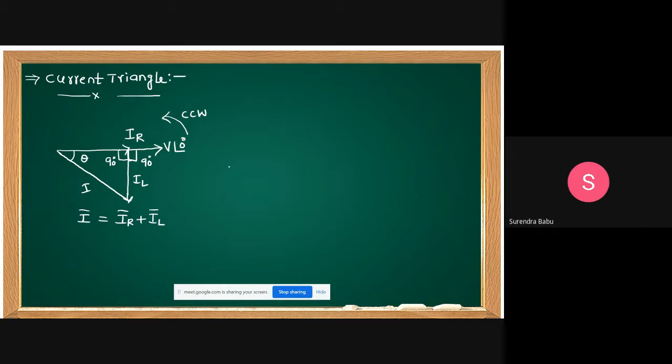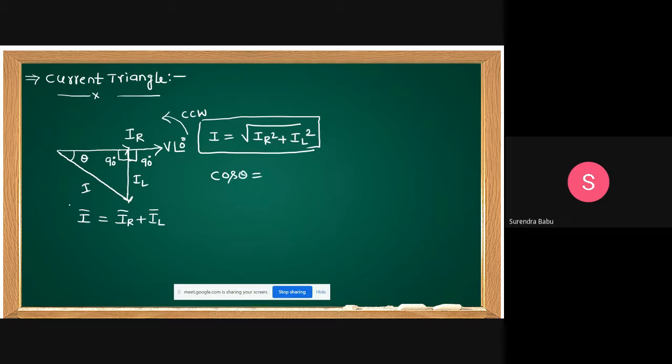Then from this, we can write what is I, students? According to Pythagoras rule, I equal to square root of IR square plus IL square. Very important. In an RL parallel circuit, I equal to square root of IR square plus IL square. Then we can write what is the cos theta.